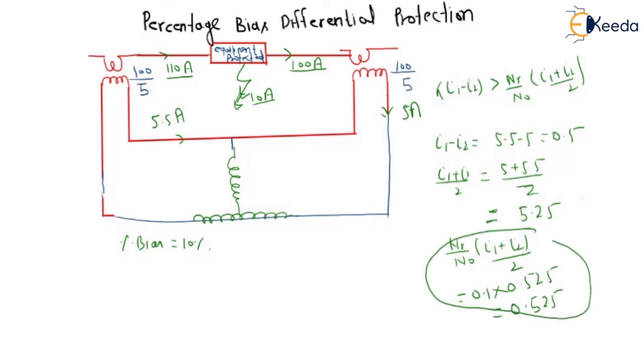This is the restraining MMF of the restraining coil, and it is greater than the difference I1 minus I2. When restraining is greater than operating, the relay will not operate. So although we have different currents, the relay is not operating. But when we change the 110 to 120 and calculate, this time the relay will operate. I have done this and you can also check, so it will be easier for you to understand. So this is all about percentage bias differential protection.